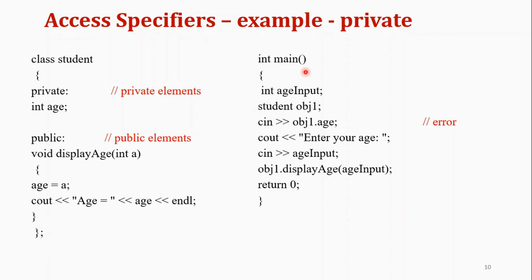And coming to the main function, I'm creating the object obj1. So obj1 dot age, since it's private, will throw an error. This statement will throw an error. I'm getting the age input from the terminal, I mean from the user. I'm calling the display age function and passing the number, the age. So that age will be given to age. For obj1, age will be initialized and that will be displayed. Okay, very simple. I made this age private, which is not allowed to access outside the class, but within the class, we can access it.